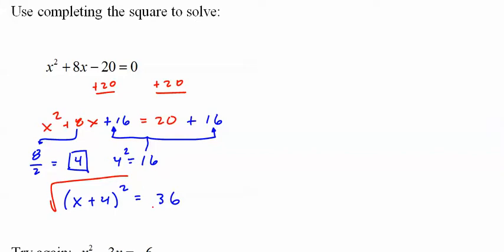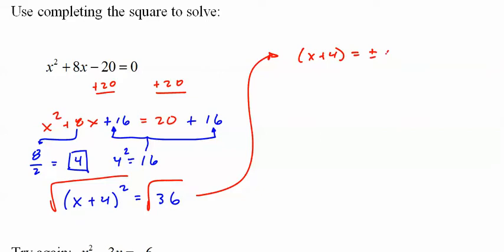I usually very carefully color coordinate this. X plus 4 equals plus or minus 6. Now, since I don't have a radical, I'll break this into 2 parts. Otherwise, I would have just kept it simple.